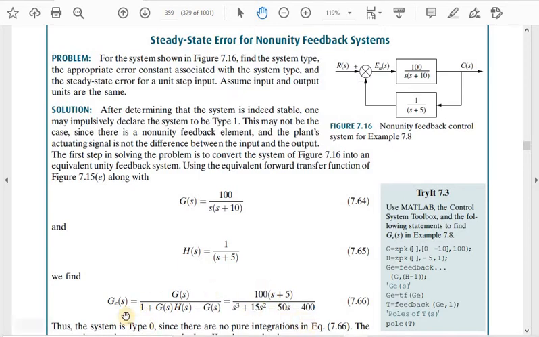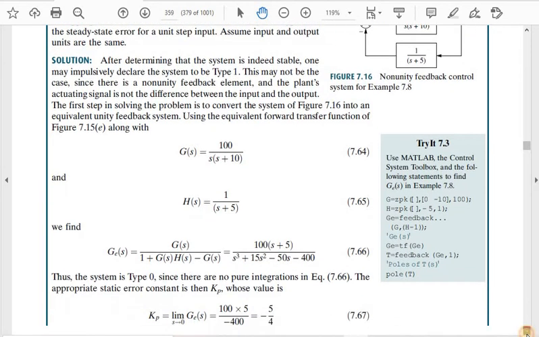So the first thing after I calculate, we find out that this is a type 0 system because there are no pure integrals in the equation. The next thing is, because we are going for a step input, we have to find the Kp. Kp, if you remember, is the limit as s tends to 0 of G(s). When we plug in s as 0, this becomes 0, this becomes 0, this becomes 0, this becomes 0. So we have 500 divided by minus 400, so it becomes minus 5 by 4.